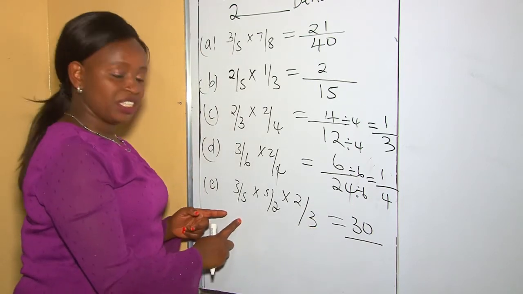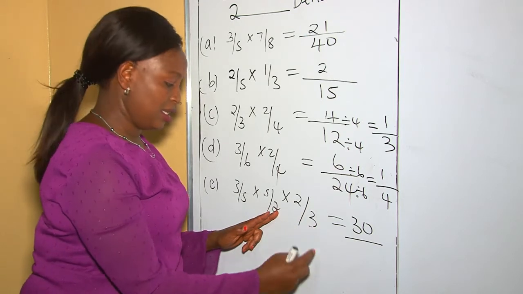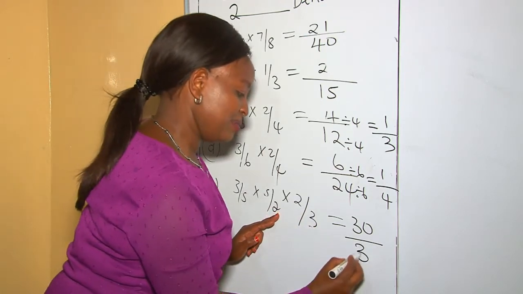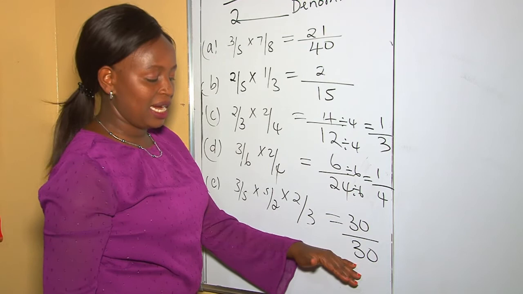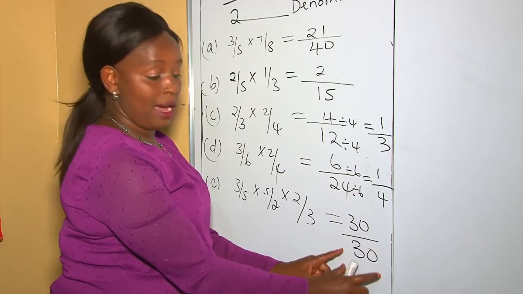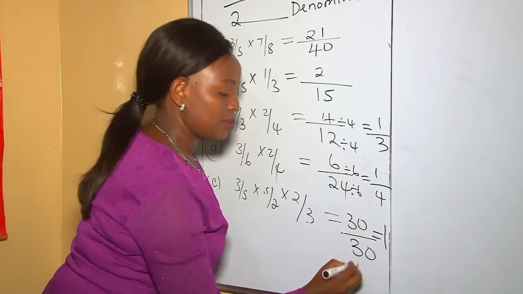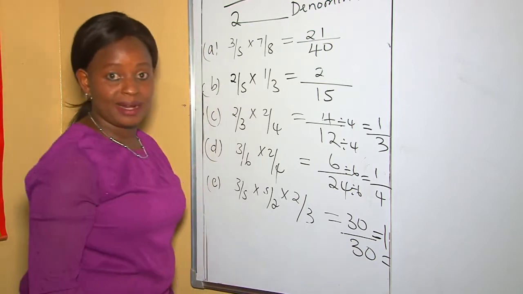Let's multiply our 3 denominators. So 5 times 2 is 10. 10 times 3 is 30. Then the numerator and denominator are the same. How do we call such a fraction? This is a whole number. So 30 divided by 30 is 1. And the answer is 1.